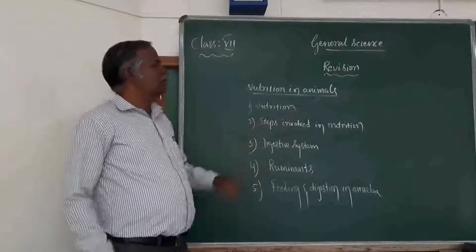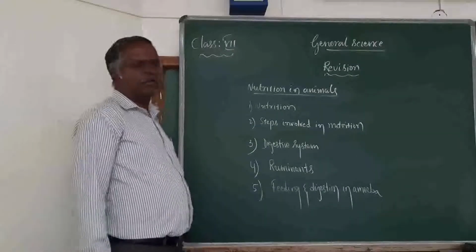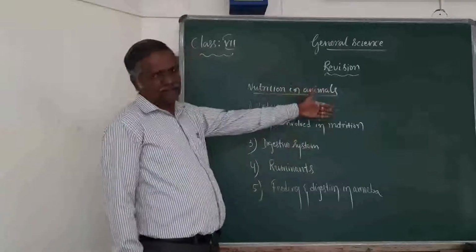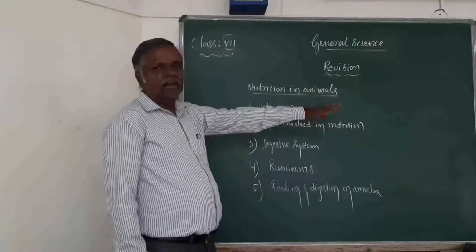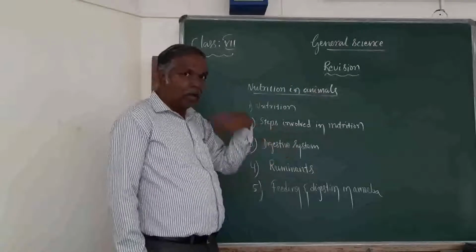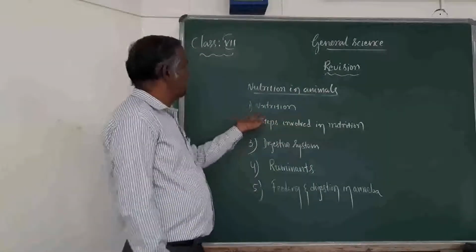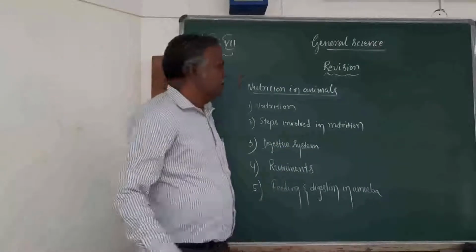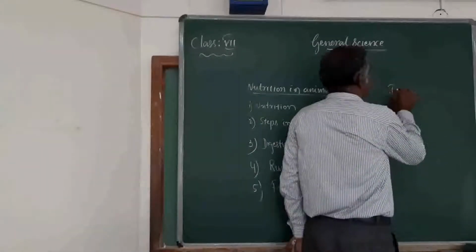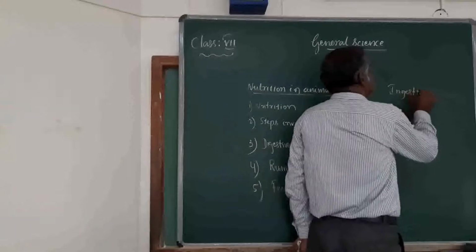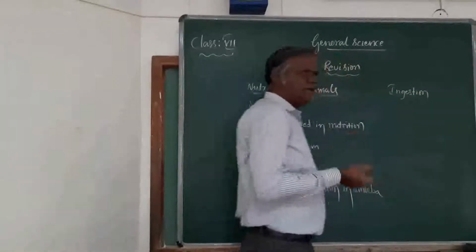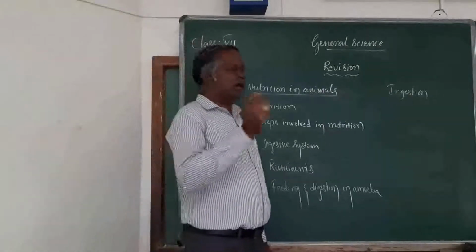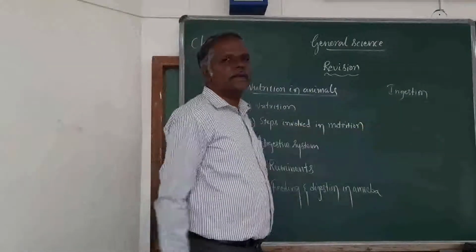Nutrition means the mode of taking food by an organism and its utilization by the body is called nutrition. That means how it obtains food and how it utilizes it in the body. That process is called nutrition. Steps involved in nutrition: first step is ingestion. Here ingestion means taking input. Almost all living organisms take or catch the food. That process is called ingestion.